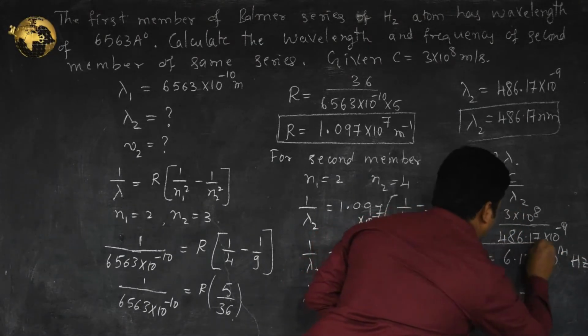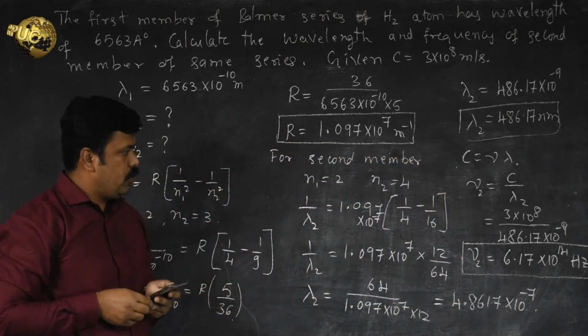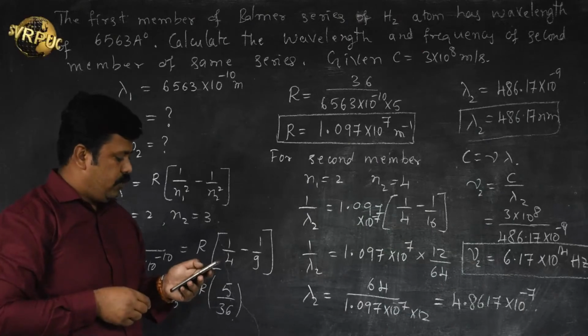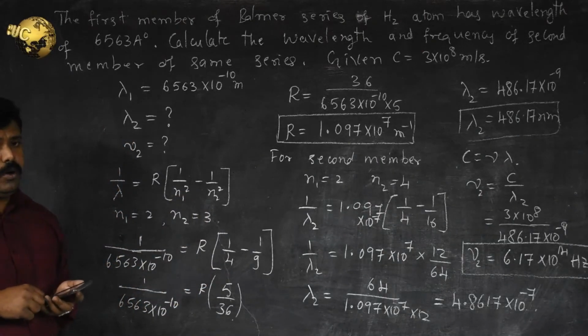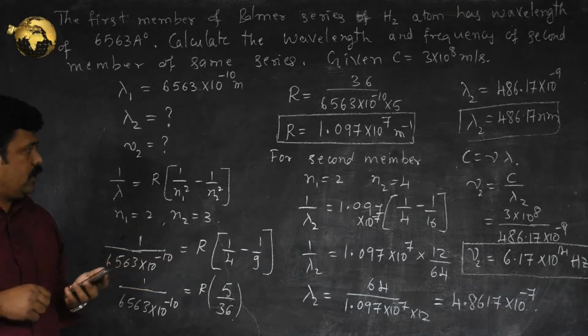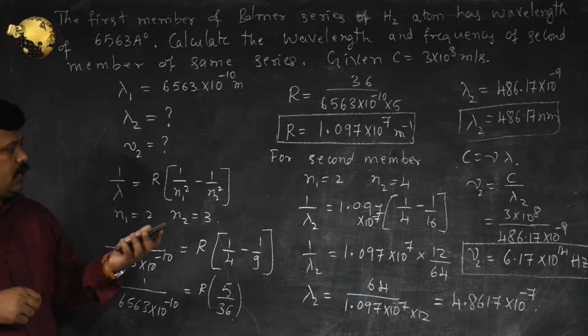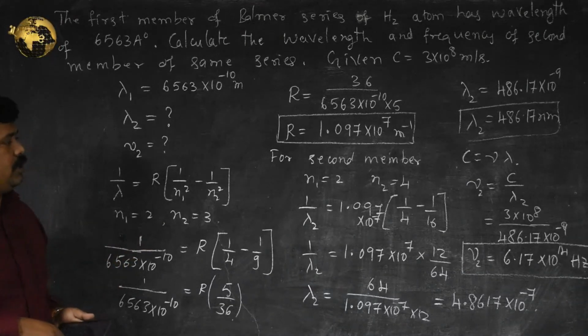Mu 2 is 6.17 into 10 to the power 14 hertz. That's the frequency corresponding to the second member of the Balmer series. So we are able to calculate the wavelength of the second member of the Balmer series and also the corresponding frequency. So let's go for the next numerical.